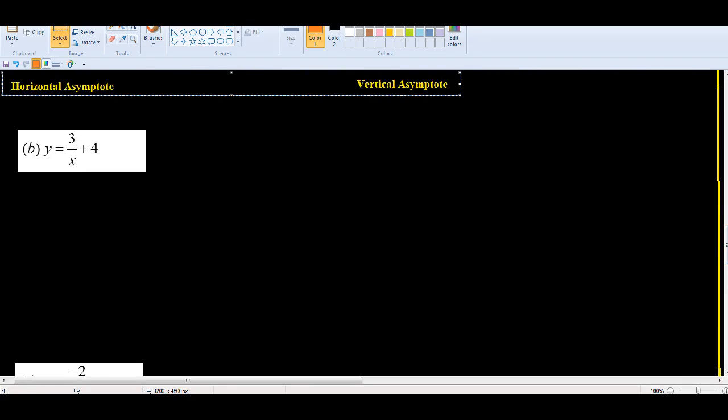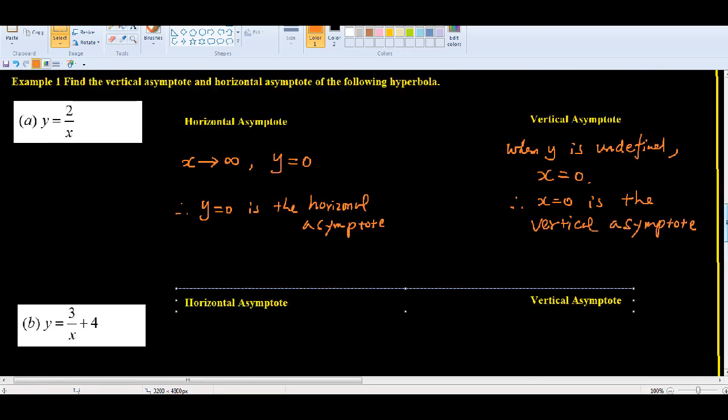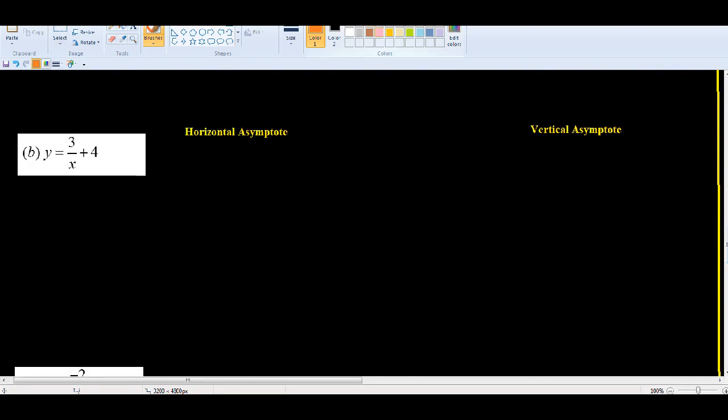Okay, let's see this one. Let's find the horizontal asymptote first. For horizontal asymptote, we will consider when x tends to infinity, and this time we'll see that 3 over x becomes 0. So y becomes 0 plus 4, so y equals 4. So you will say y equals 4 is the horizontal asymptote.